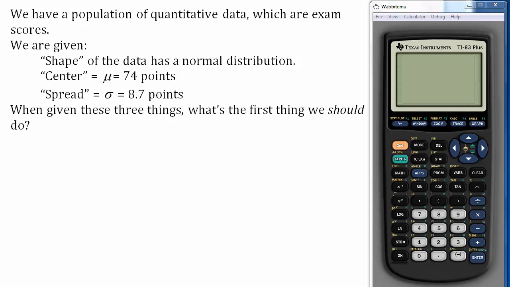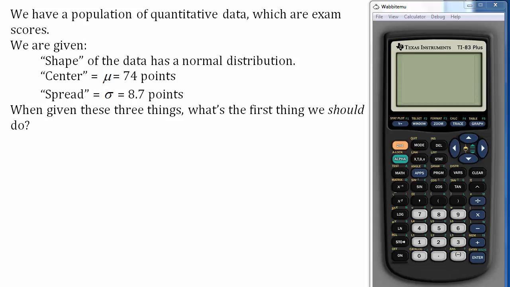We have a population of quantitative data, which are exam scores. We are given the shape of the data as a normal distribution. The center of this data, which is the population mean, is 74 points. The spread, the population standard deviation, is 8.7 points. When given these three things, what's the first thing we should do?